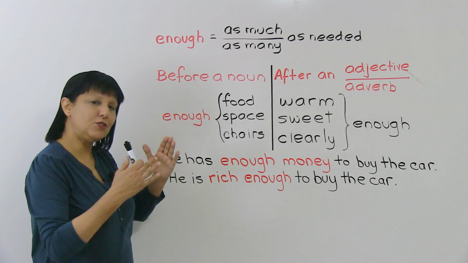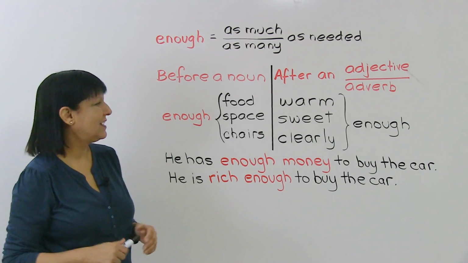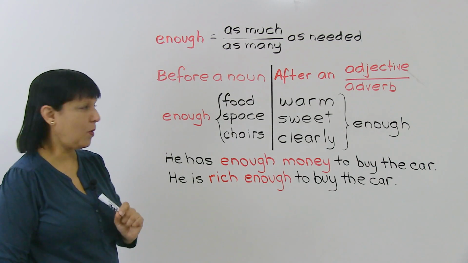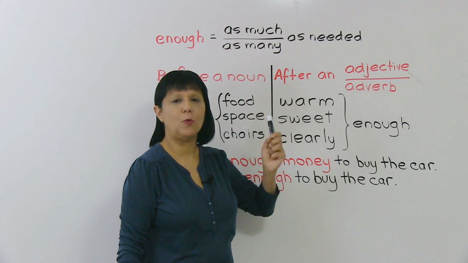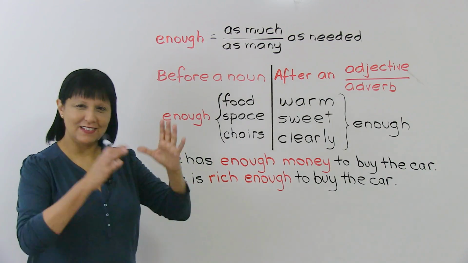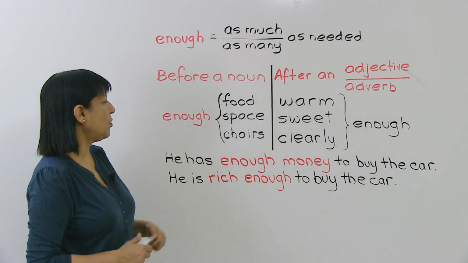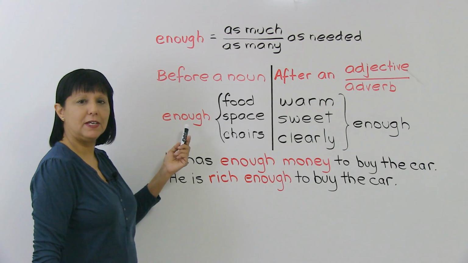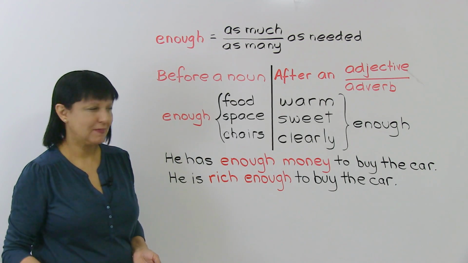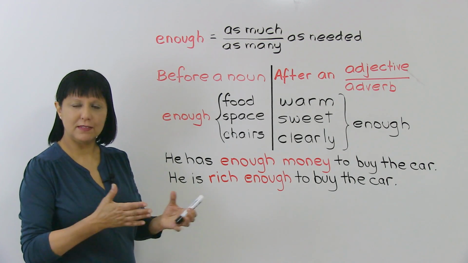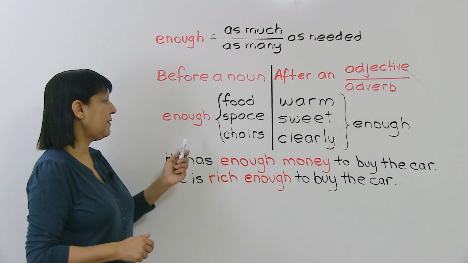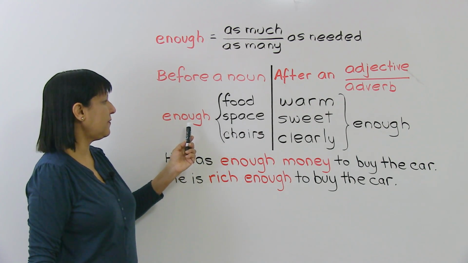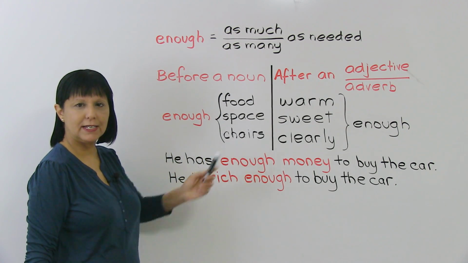All right. So, what are these two ways in which we can use the word enough? You can either use it before a noun or after an adjective or an adverb. Okay? Now I know that's a lot of grammar, so let's look at some examples. So when we use enough before a noun, we could say, we have enough food for the party. We have enough space in this room for everyone. We have enough chairs for all the guests. Okay? So that's an example of enough before a noun.